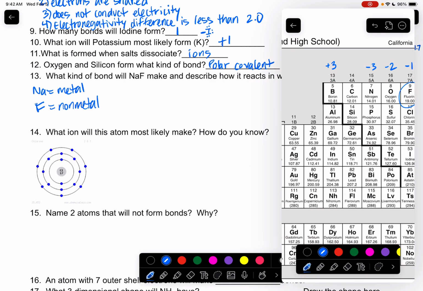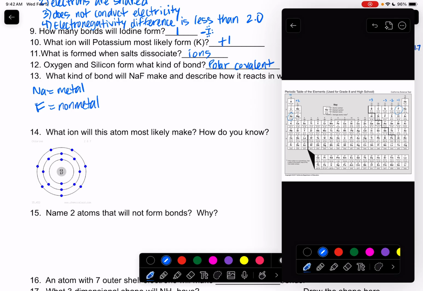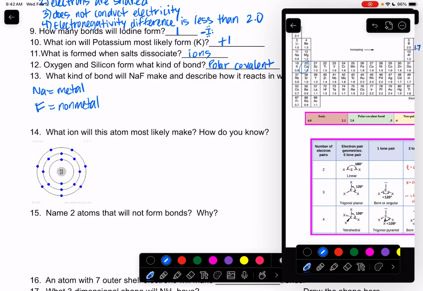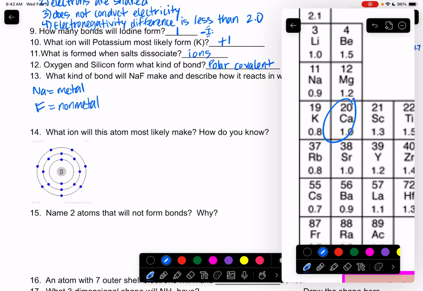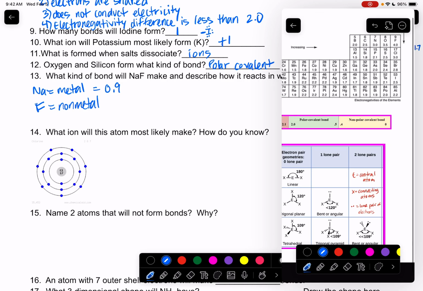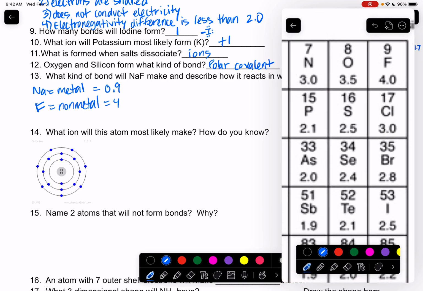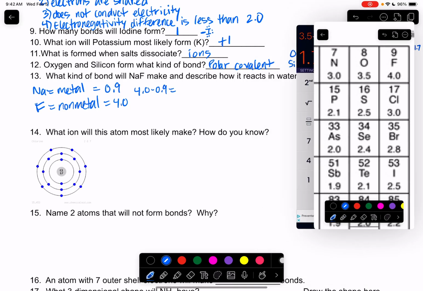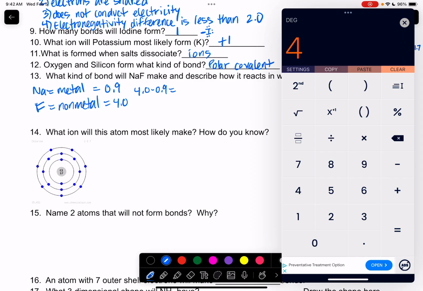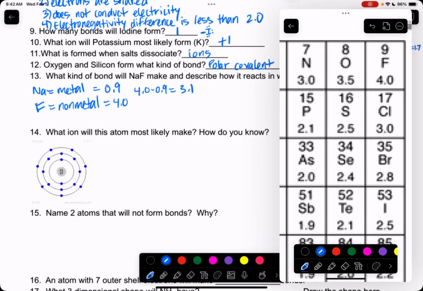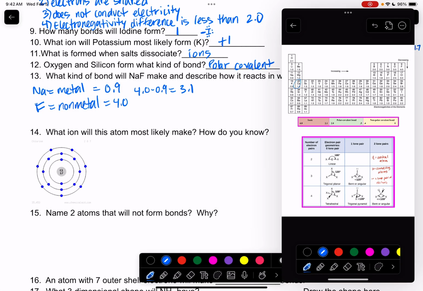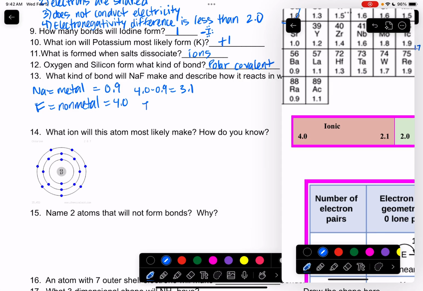Okay, let's use the electronegativity chart just to confirm what we got. Na has a value of 0.9. F is 4. So 4 minus 0.9 is 3.1. And if we look at this scale right here, it is ionic. Okay, so we confirmed using both methods that this is ionic.